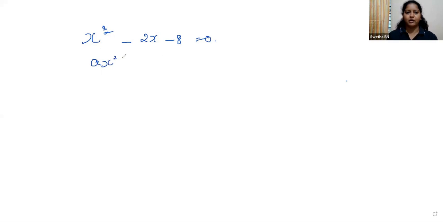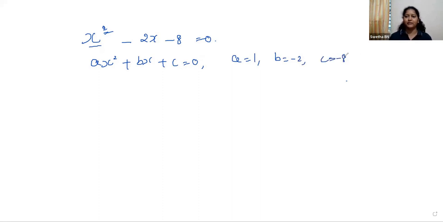First, write it in the form of ax square plus bx plus c is equal to 0. Then what are a, b, c? Coefficient of x square is 1. Coefficient of x is minus 2. c is minus 8. Okay, do it and tell me the answer.